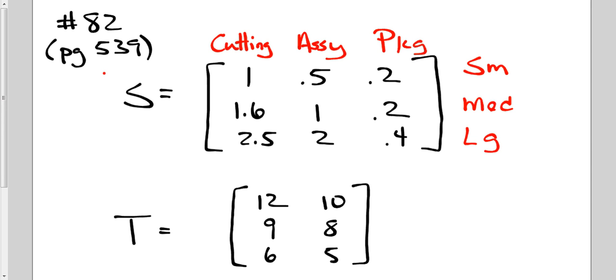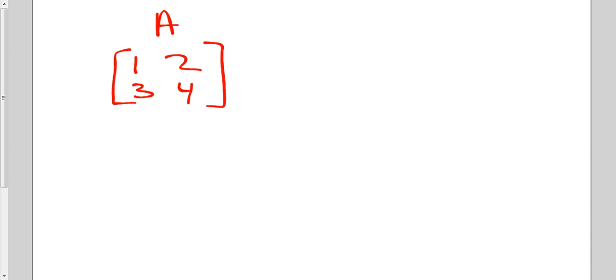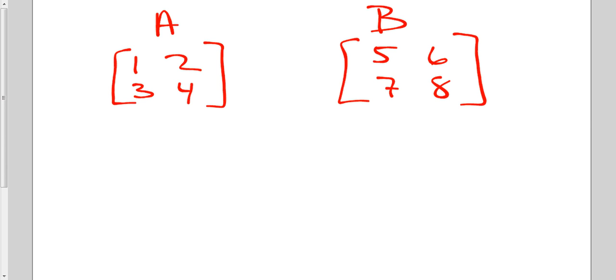Now we're going to take a step back. And I want to show you, let's say A equals 1, 2, 3, and 4. What's the dimensions of this matrix? 2 by 2. And let's call B 5, 6, 7, and 8. Dimensions of that? 2 by 2. Good.